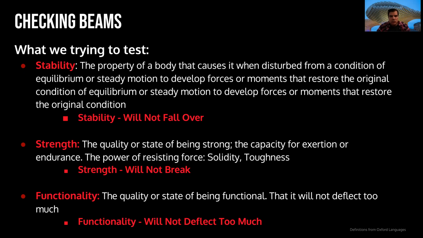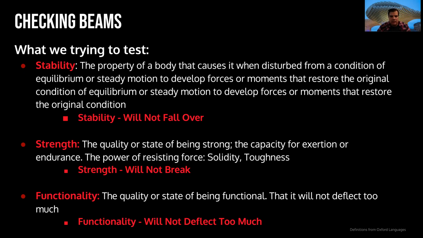We speak about a condition of equilibrium or steady motion, but our beams are not elements that move, they are elements that are supposed to stay in a place, so we will forget about this steady motion and we'll take that our condition of equilibrium is that the beam does not move. It's not an object that is flying in the sky, moving at the same speed, and therefore we can consider that it's in a steady motion. It's a stable element. Well, stability means will not fall over.